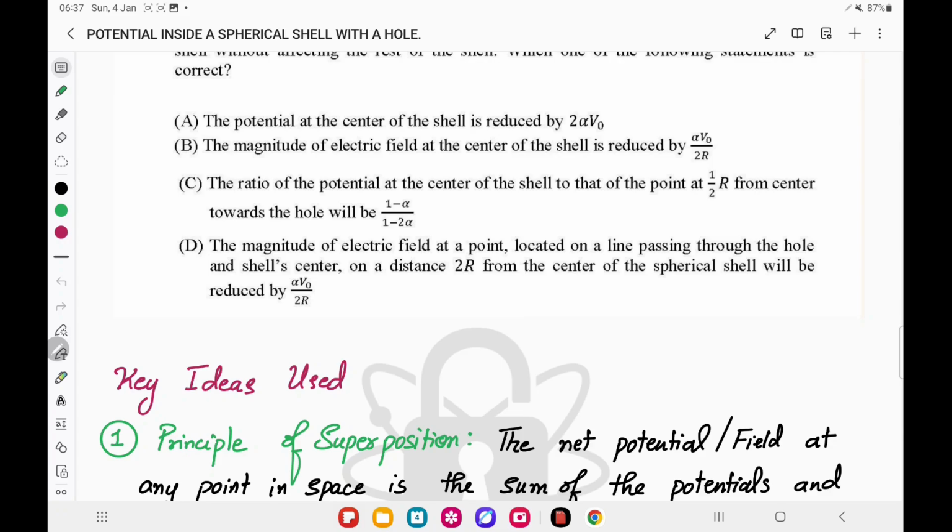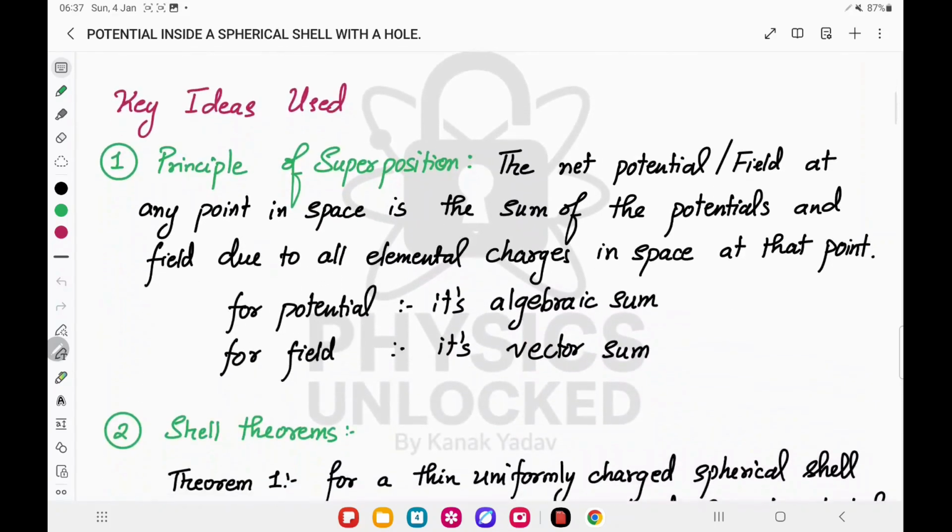Let's get into the first part, which is what are the key ideas used in this question. The first key idea is the principle of superposition, which states that if you want the net potential or electric field at any point, you simply have to add the potentials and electric fields due to all the elemental charges in space at that point.